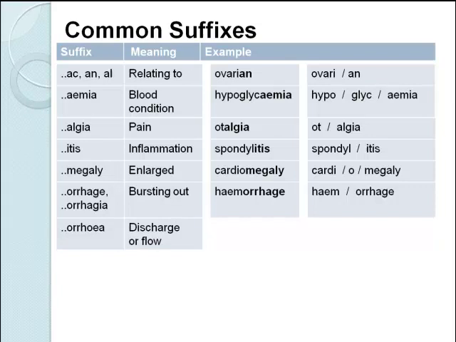Urea means discharge or flow. Well, earlier you had diarrhea. Let's have another example. Oturea. We can break this down. You may recognise ot. We had that earlier. Ot means ear. And urea is our suffix meaning discharge or flow. So we have a discharge from the ear.